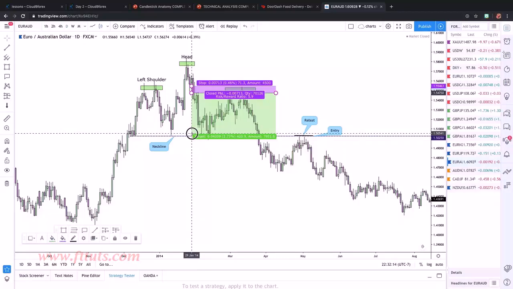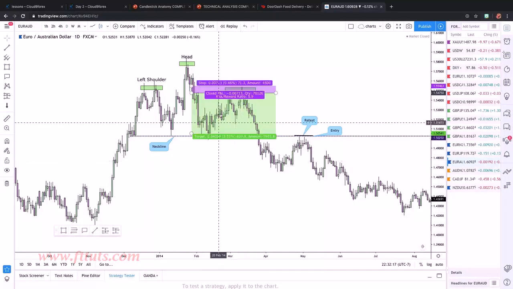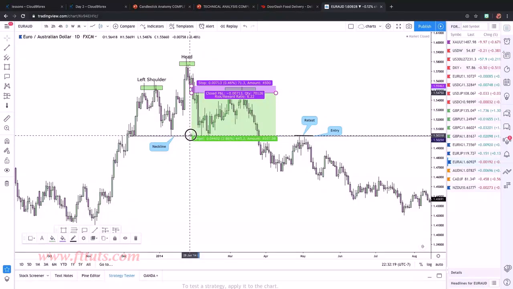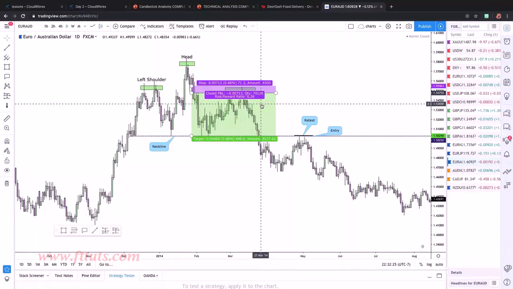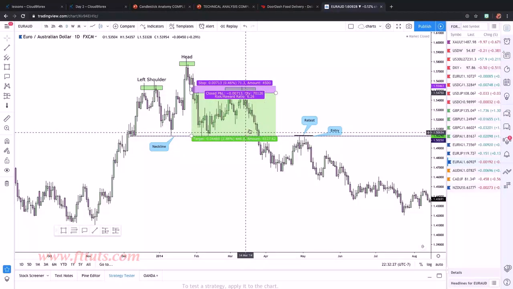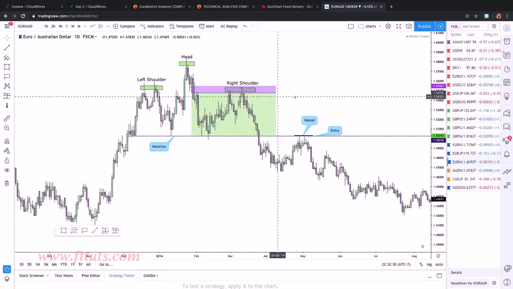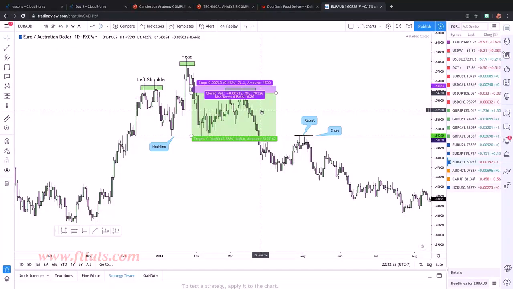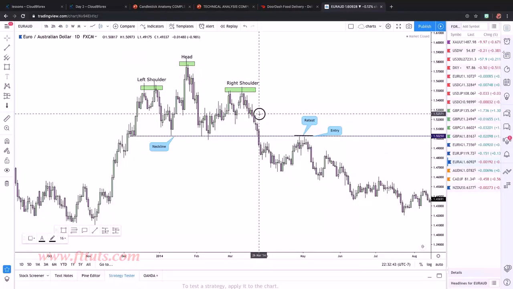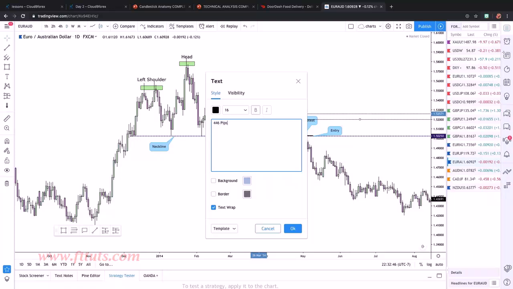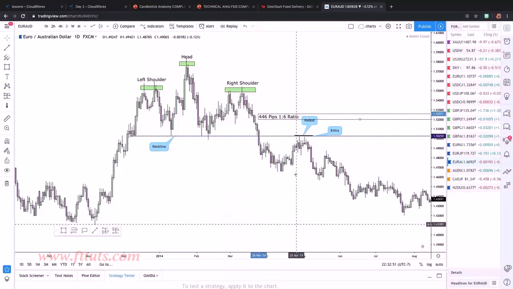And then our take profit will be around here, just above the neckline. So that would be our first take profit. So this is a 1-to-6 ratio. That's amazing. And remember, this is on the daily. So this is kind of like a swing trade. So that's 446 pips and a 1-to-6.